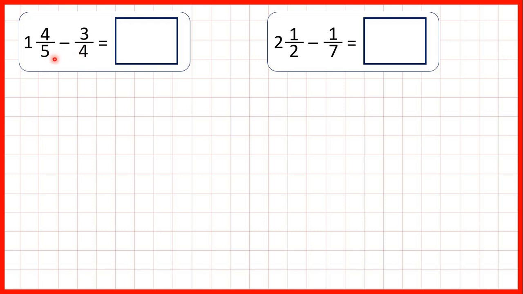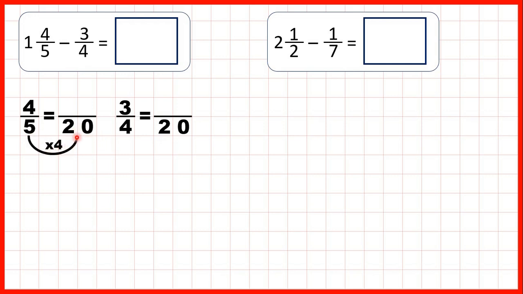Now the lowest common multiple of 5 and 4 is 20, so we can find equivalent fractions to 4/5 and to 3/4, which both have a denominator of 20. Now 5 times 4 is 20, 4 times 4 is 16, 4 times 5 is 20, and 3 times 5 is 15. So we can rewrite our question.